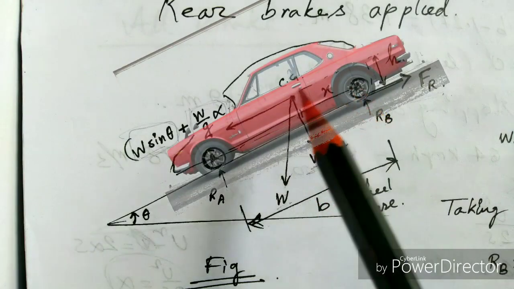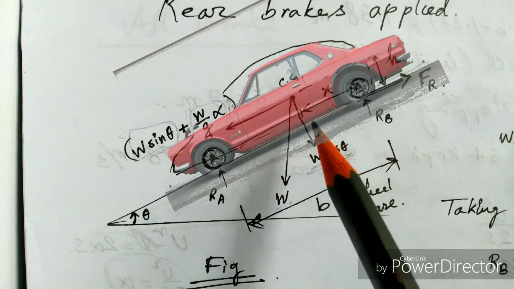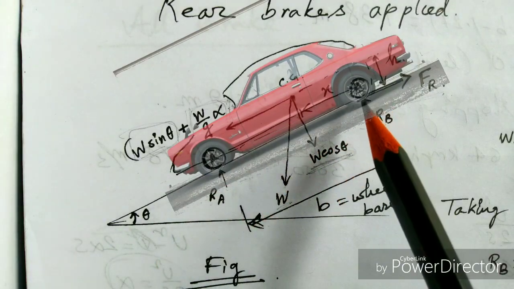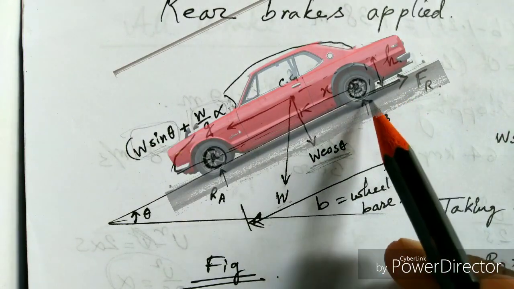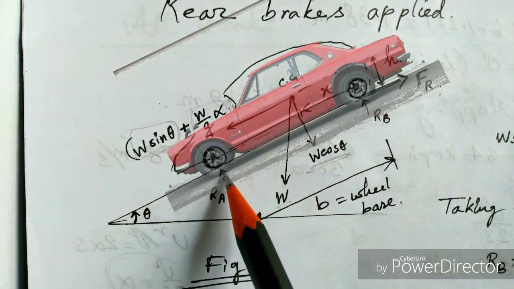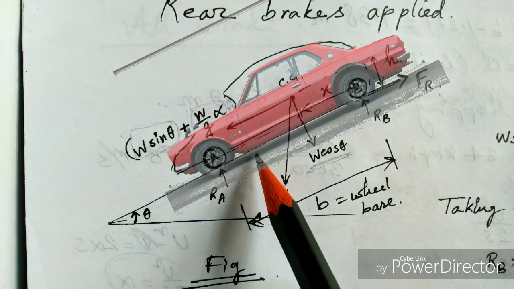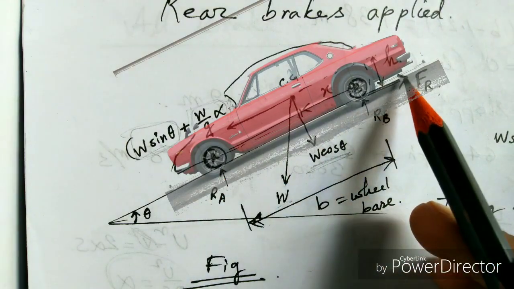So in this picture, you can clearly see that a car is moving down the slope, which has suddenly been braked at the rear wheels. Now due to this braking, a frictional force appears which acts at the rear wheel. So no frictional force actually acts on the front wheels, but it acts on the rear wheels only.